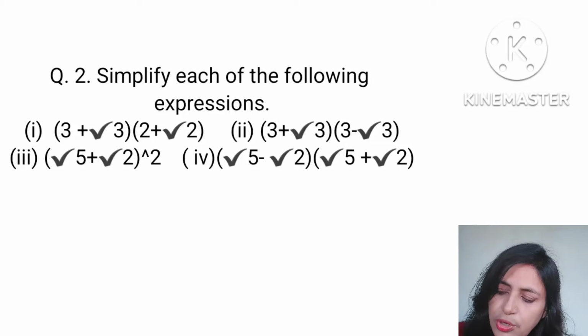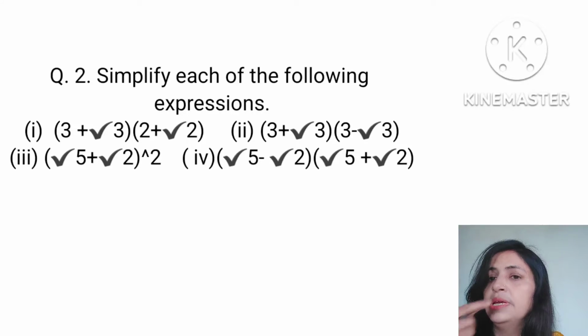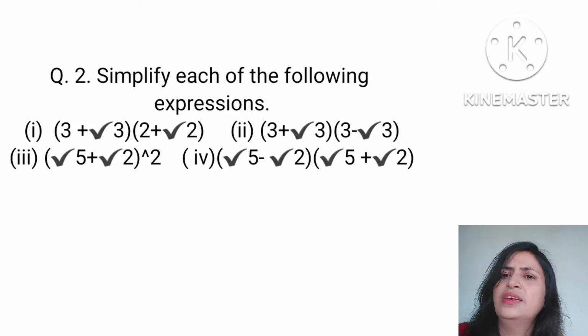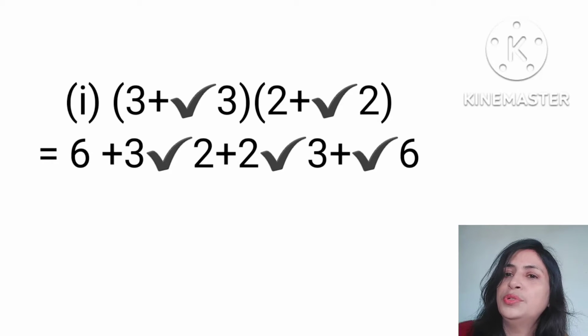Simplify each of the following expressions. (3 plus root 3)(2 plus root 2). Here we can multiply like this: 3 plus root 3 and 2 plus root 2. Then 3 into 2, 3 into root 2, and now root 3 into 2 and root 3 into root 2.